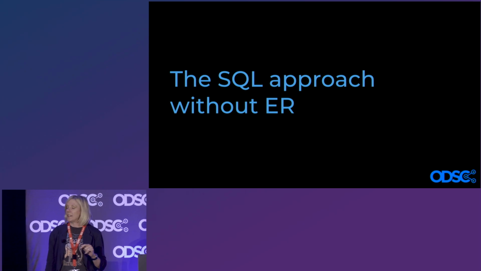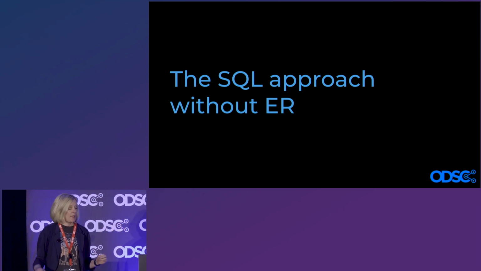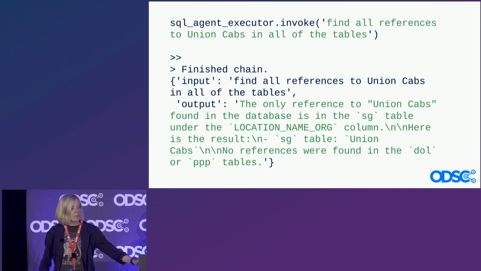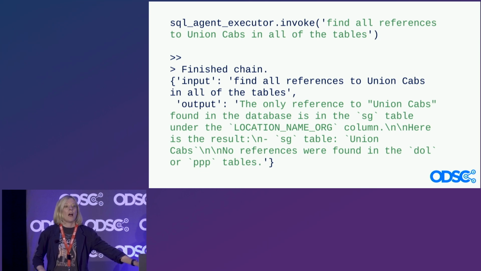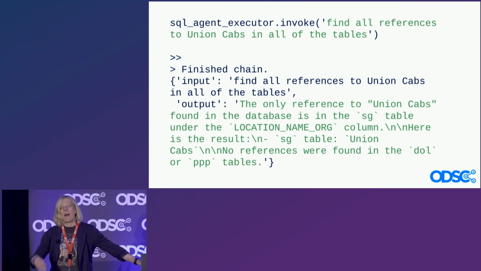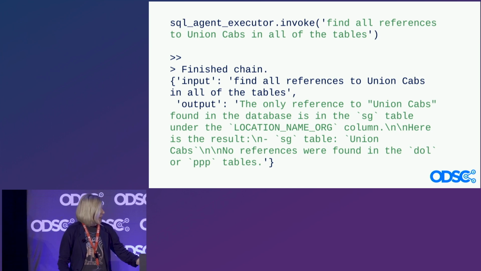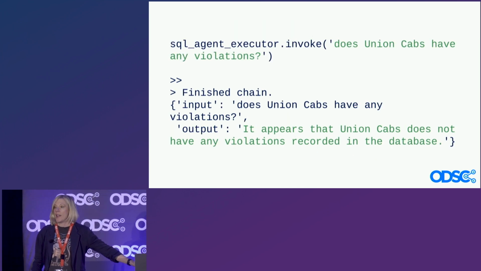So let's talk about how I did that with SQL. I took those three data sets and loaded them into SQL. And I created just a little agent executor, which is kind of an ancient way to do this now, but it changes so fast. I looked at the data and came across one called Union Cabs. So I asked it to find all references for Union Cabs. It said it only existed within the SafeGraph data, not in the PPP data or the DOL data. And I said, do they have any violations? The answer was no, they don't have any violations according to these databases. I'm like, okay, cool, fine, but is that correct?